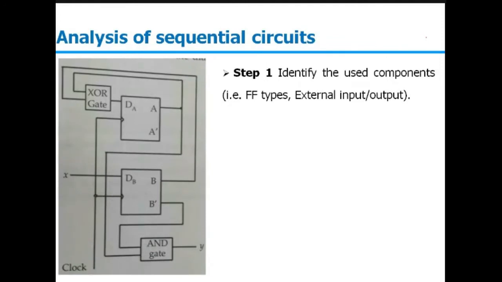So our first step is to identify the used components. In this particular case, we have two flip-flops, both of type D. We have one XOR gate where the XOR inputs are A and B. Then DB is equal to X. This is a synchronous circuit where the clock is applied to both flip-flops, and both are positive edge triggered.